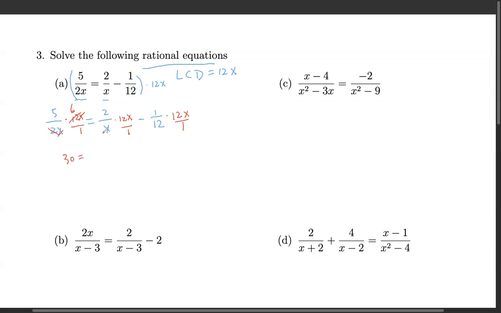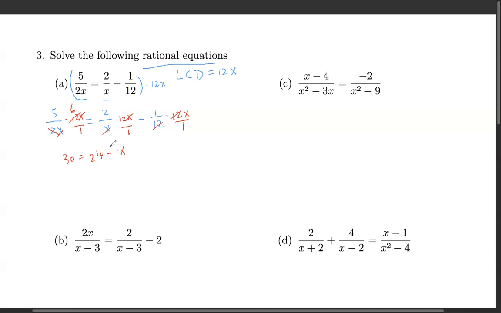Now this one, I have x over x becomes 1. 2 times 12, that's 24. Then minus this one, 12 divided by 12, that's just 1. 1 times x, that's x.